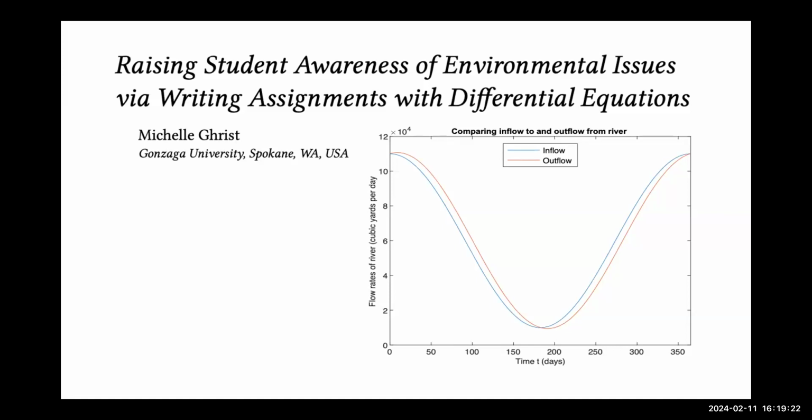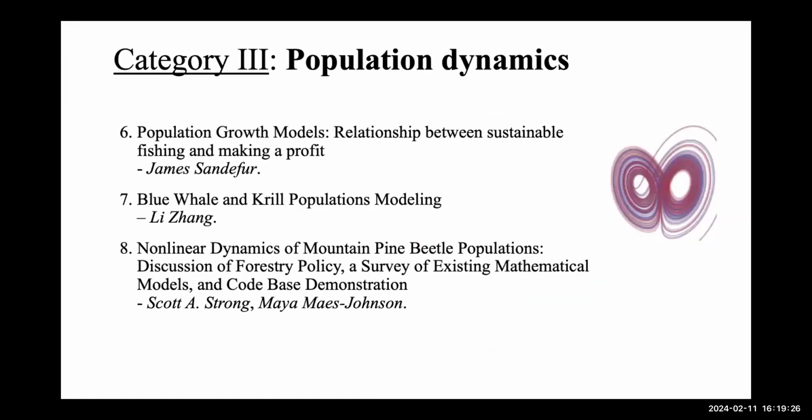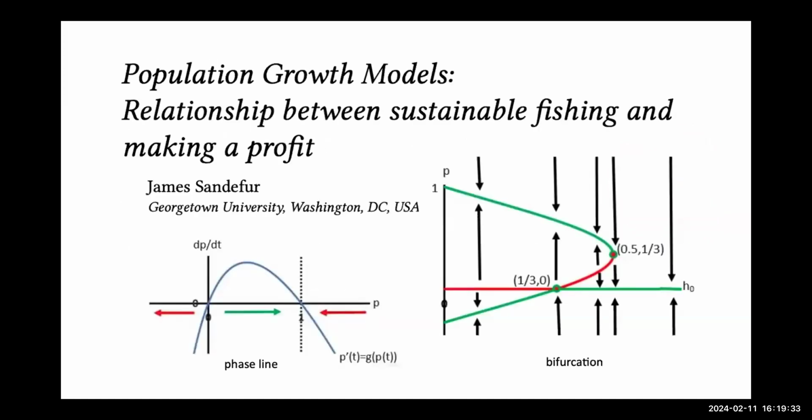This basically concludes the second category. The third is a collection of 3 papers on population dynamics. The first one, by James Sandefur, is entitled Population Growth Models, Relationship between Sustainable Fishing and Making a Profit.